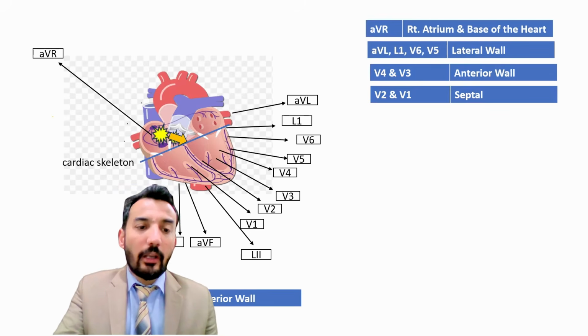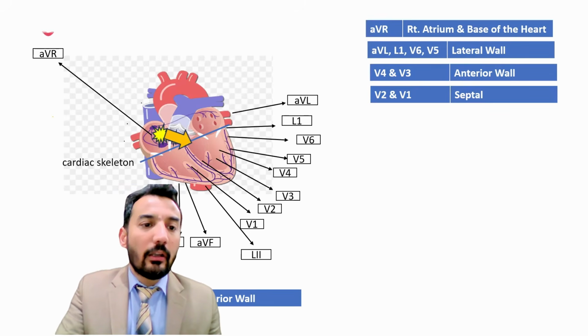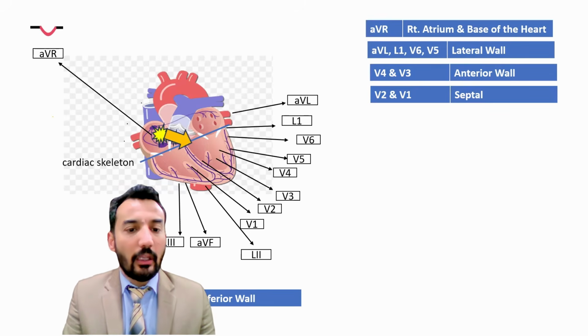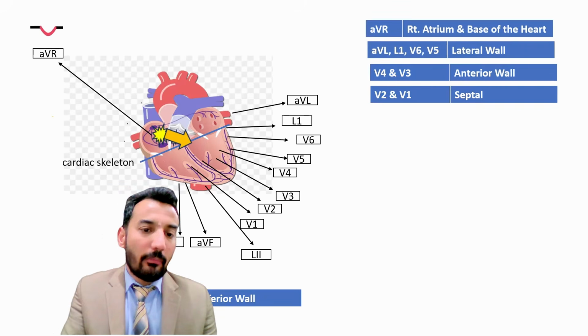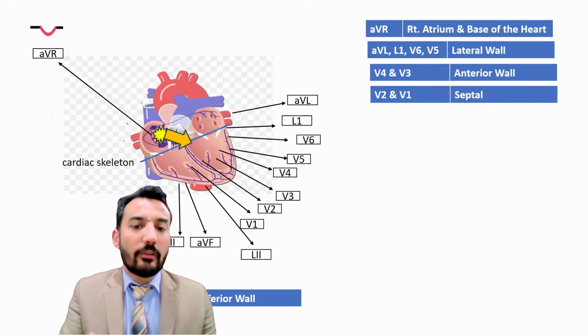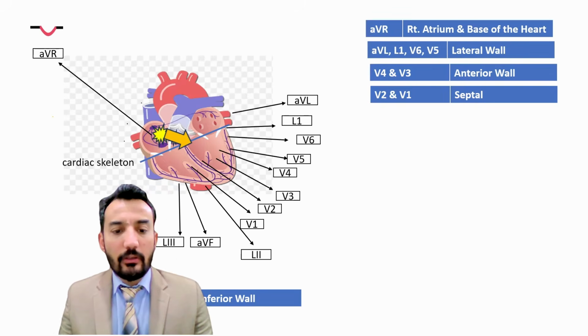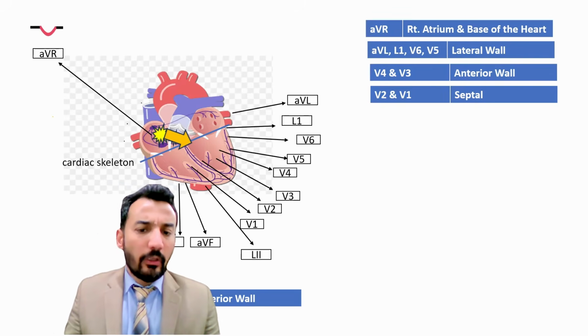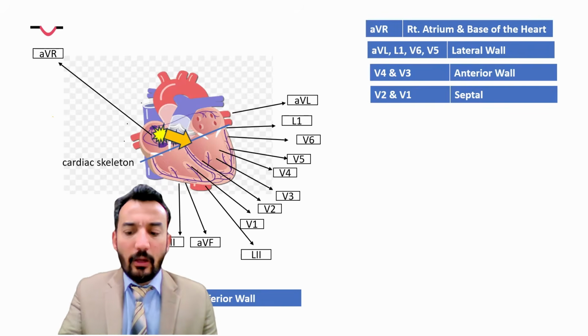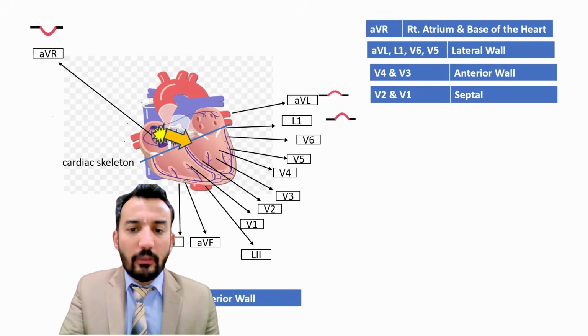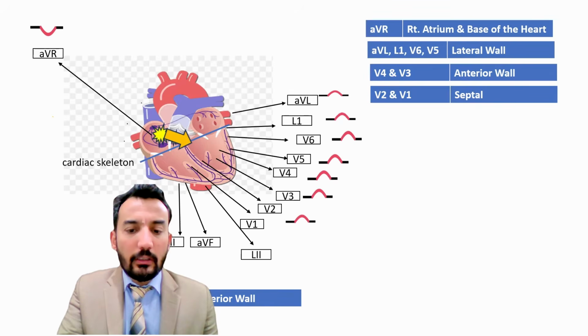Since in the atria the electric potential is moving away from AVR, we get a negative P wave in the AVR. And since the electric potential or electric current is moving downwards and leftwards, it is moving towards all other leads. That's why we get positive P waves in all the other leads of the ECG trace.